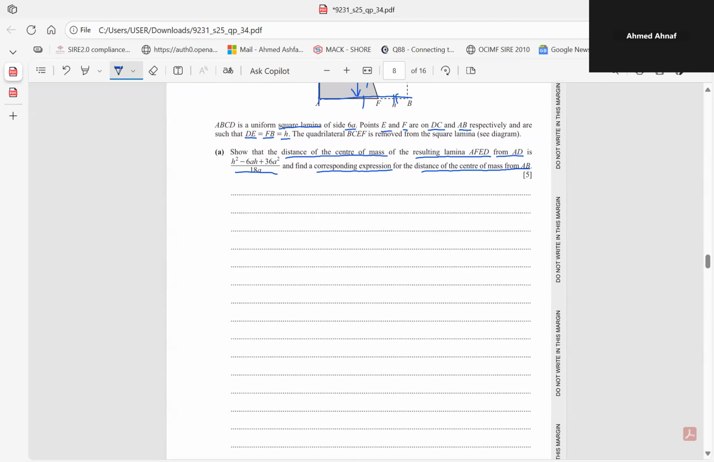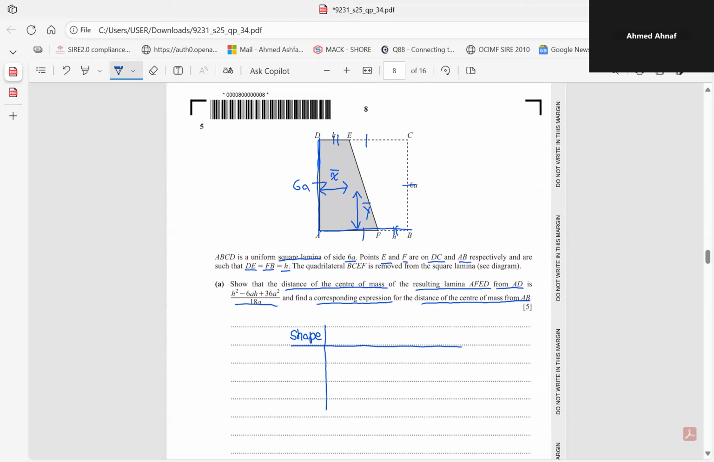If you're told to find the center of mass of any lamina, first instinct should be to make a table with the shapes that make up the lamina or have been removed from the lamina. There's actually two ways you can approach this. First is to consider the whole square as well as the quadrilateral, but that seems a bit too difficult. So the easier way is to split this up into two shapes. So you have a rectangle DEA. I'm going to let this point be G, so DEAG, and triangle EGF.